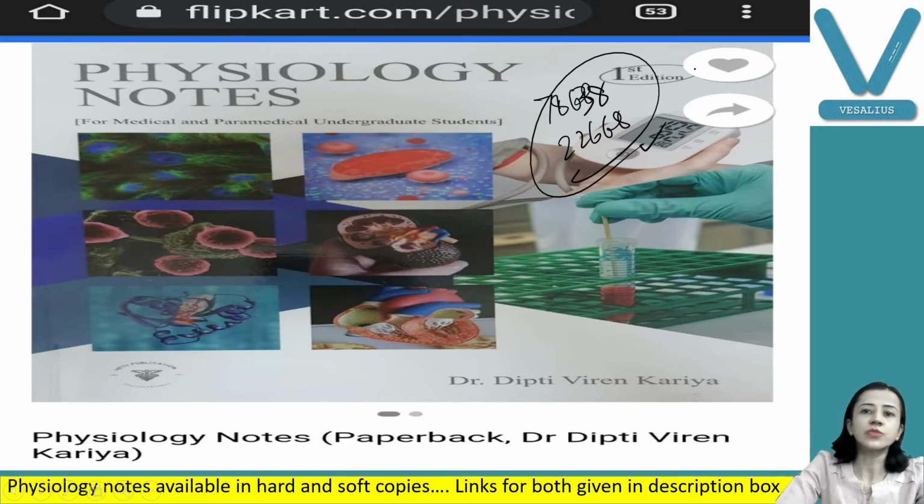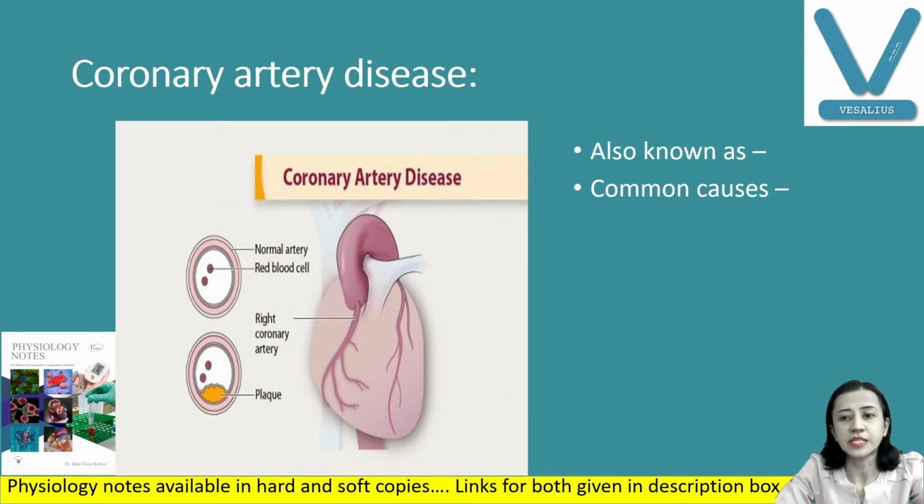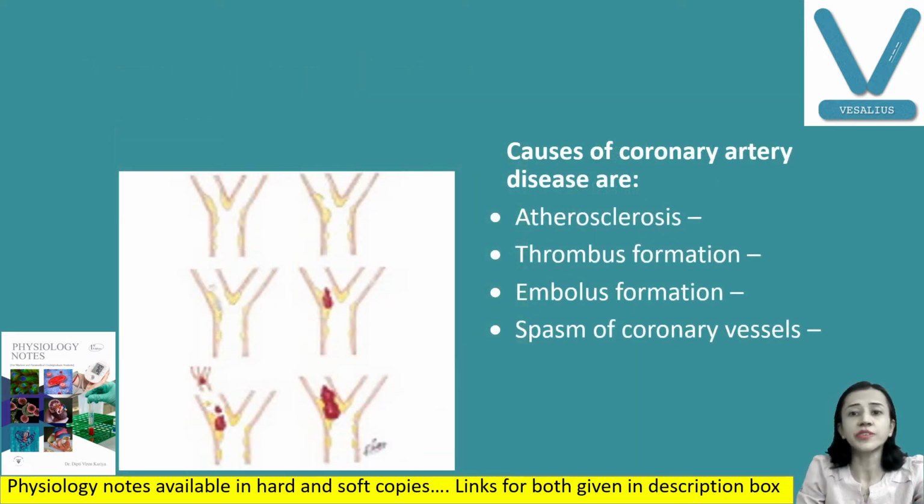Now let us start with today's topic, that is coronary artery disease, and that is due to insufficiency of coronary blood flow. It is also known as ischemic heart disease, and it is one of the common causes of death in developed countries. Now, what are the causes of coronary artery disease? They are atherosclerosis of coronary arteries, formation of thrombus, embolus formation, and spasm of coronary vessels.